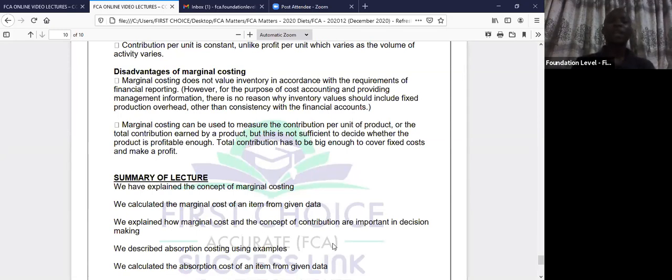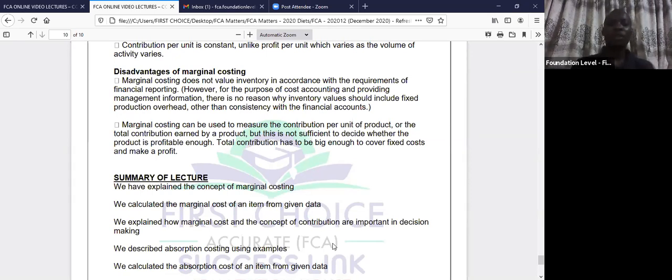All right, marginal costing can be used to measure contribution per unit of a product or the total contribution earned by a product, but it's not sufficient to tell you whether the product is profitable or not. Okay, add to that, it is not easy to get a selling price using the marginal costing method.